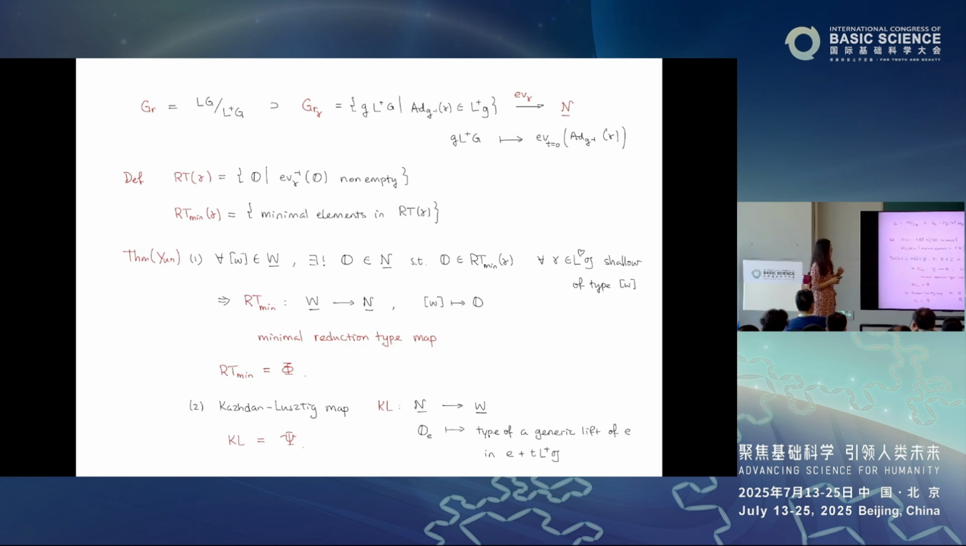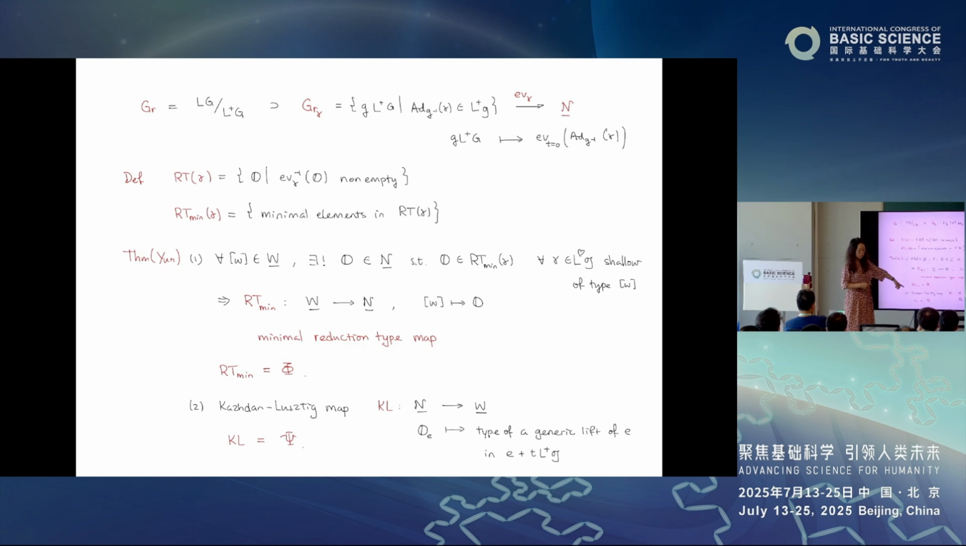And what Zhiwei Yun proved is that for any conjugacy class W, you consider all the shallow elements of this type W, then there is a unique nilpotent orbit which belongs to the minimal reduction type of all these shallow elements. Okay? And so this allows you to assign an orbit to a conjugacy class in the Weyl group, and this is called the minimal reduction type map. And he proved that this is the same map as George Lusztig constructed. And then there's also a section for this map.